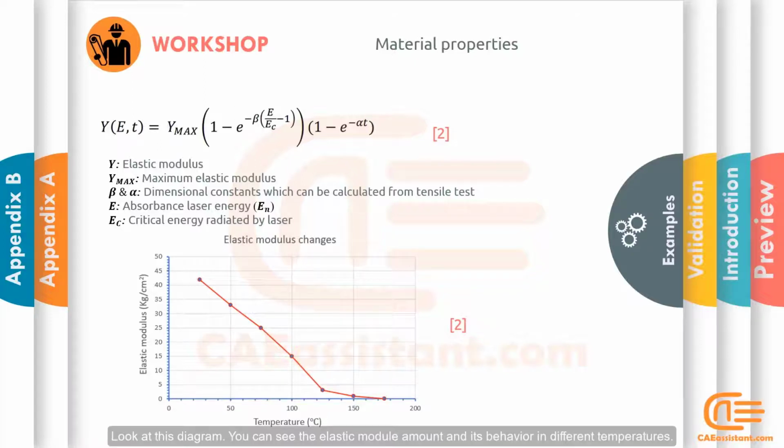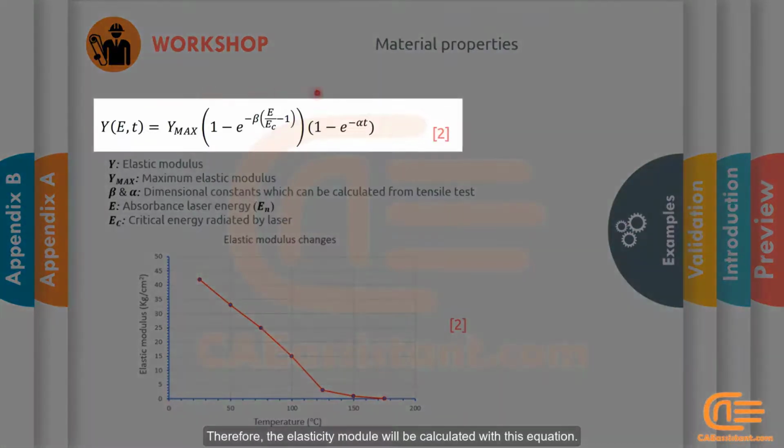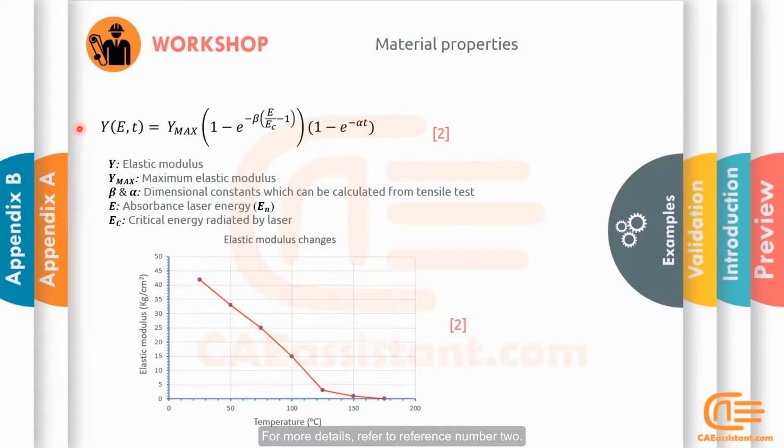Look at this diagram. You can see the elastic module amount and its behavior in different temperatures. By now, you might have figured it out that elasticity is a function of laser energy and time. Therefore, the elasticity module will be calculated with this equation. For more details, refer to reference number 2.